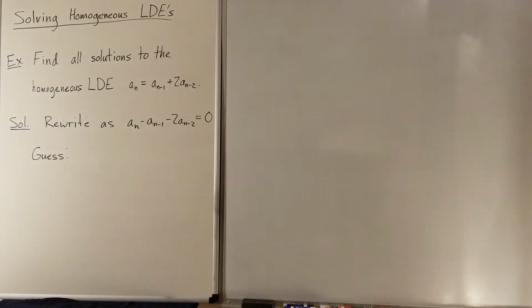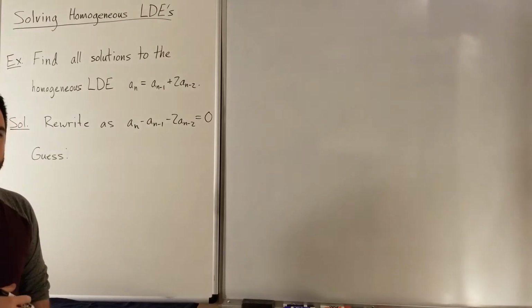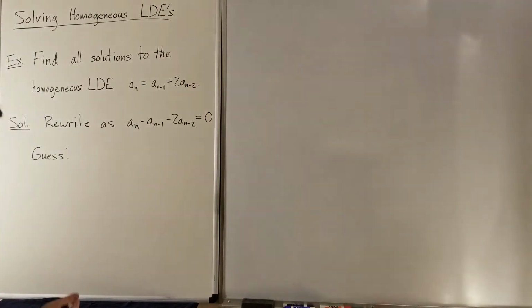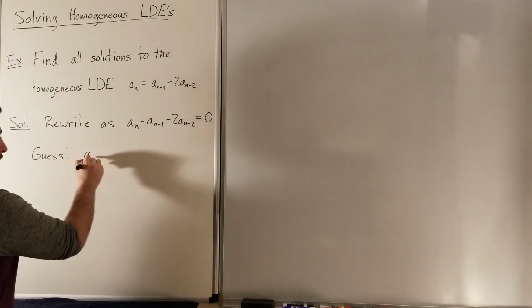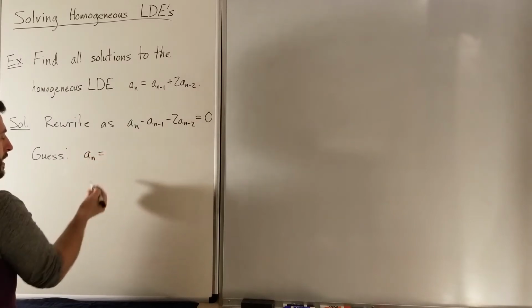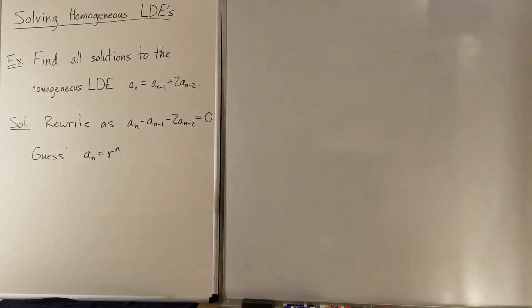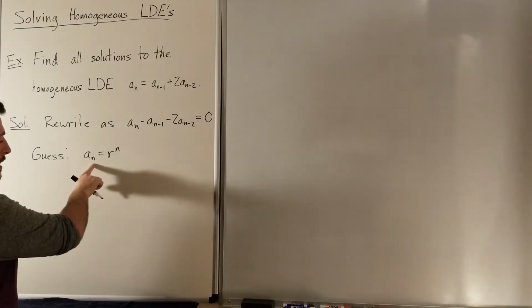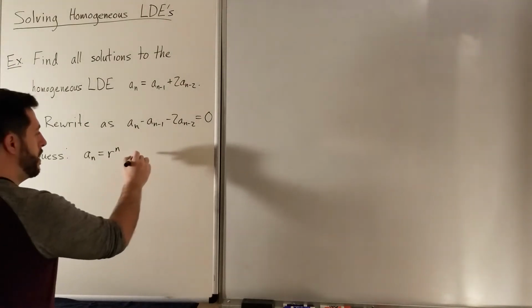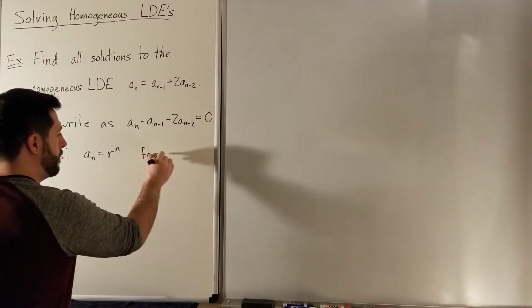Okay, well, how do you know what to guess? Well, a lot of smart people, smart mathematicians, have worked on these types of problems before, and we're going to take advantage of their expertise. An educated guess is that a solution might exist of this form. So a sub n is r to the power n for some particular r.